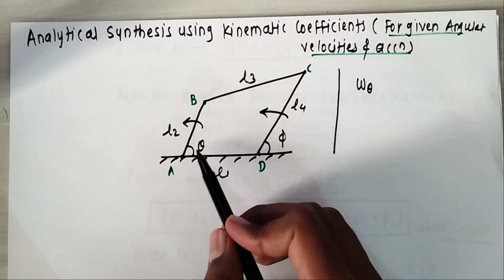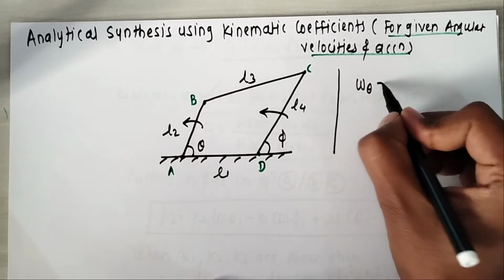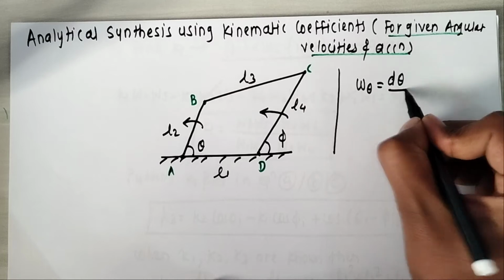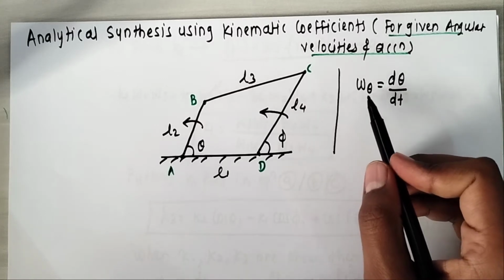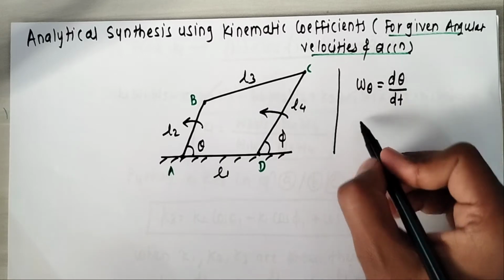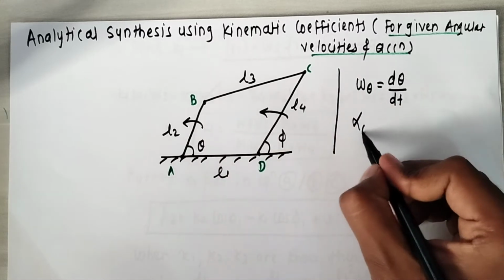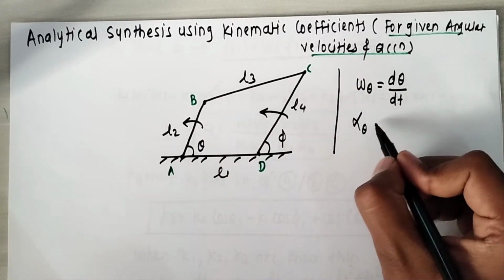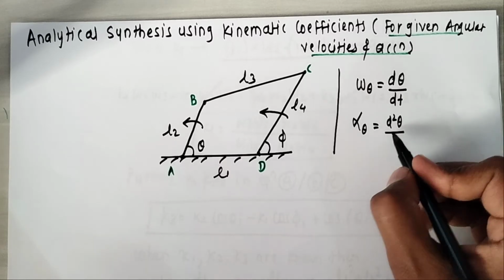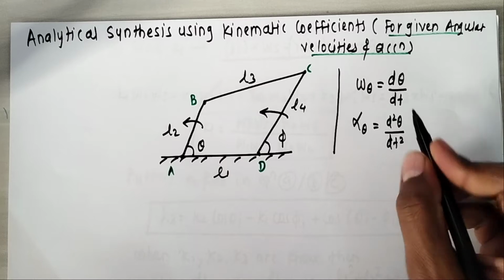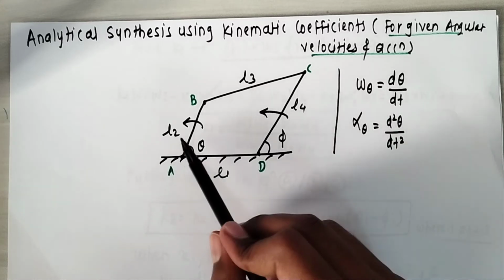So for crank angle theta, its angular velocity is omega theta, and this omega theta is equal to d theta by dt. Similarly, if omega theta is the angular velocity of the crank, then the angular acceleration, alpha theta, is given by d2 theta by dt square. So we consider the angular velocity and angular acceleration of the crank.